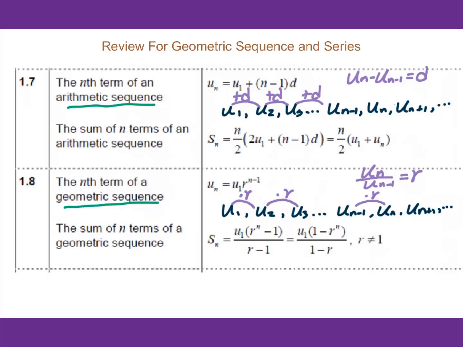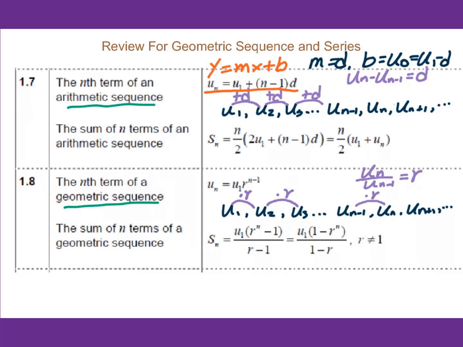For the formula, you can compare this to y equals mx plus b. And m will be the common difference. And b, the intercept, will be the zero term. In other words, it equals u sub 1 minus d.